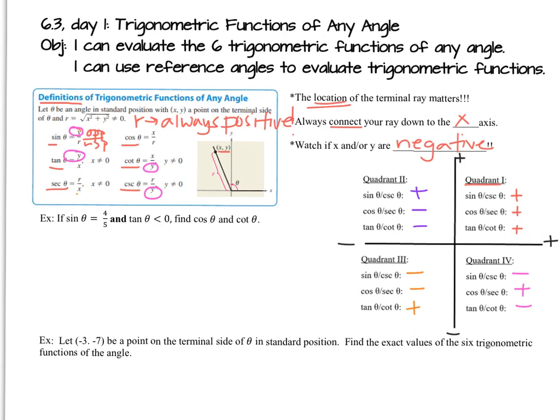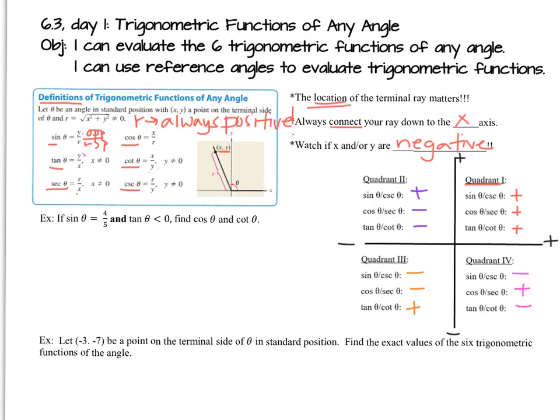The chart is really just there as a resource for you to recognize in particular quadrants some values are positive and then some of them are negative. So here's what I mean with an example down below. It says if sine of theta equals 4/5 and tangent is less than 0, find cosine and cotangent.